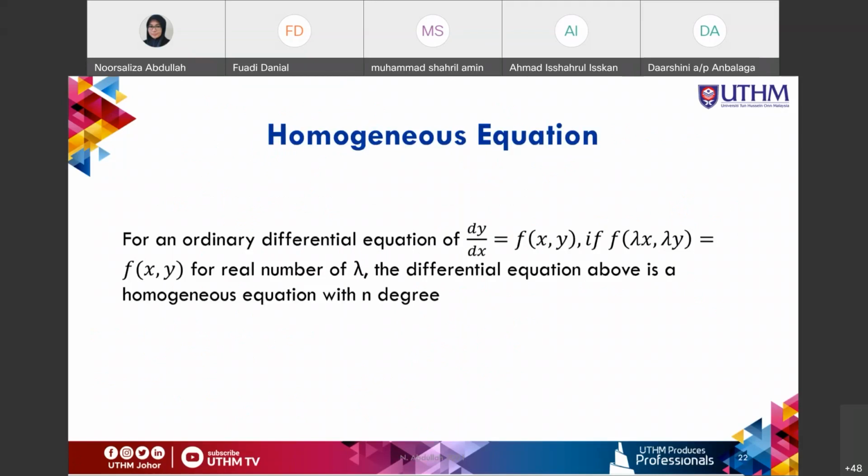So in general, dy over dx is f(x,y), and if f(lambda x, lambda y) equals to f(x,y) for a real number lambda, then the differential equation above is a homogeneous equation of degree n. How is that?